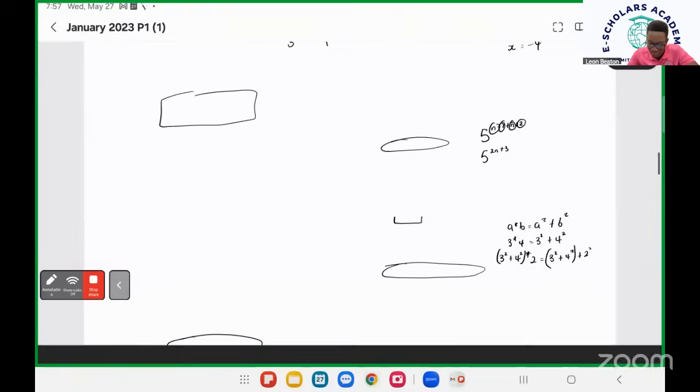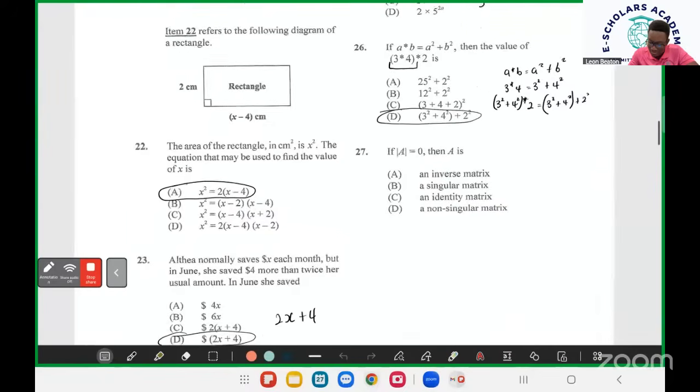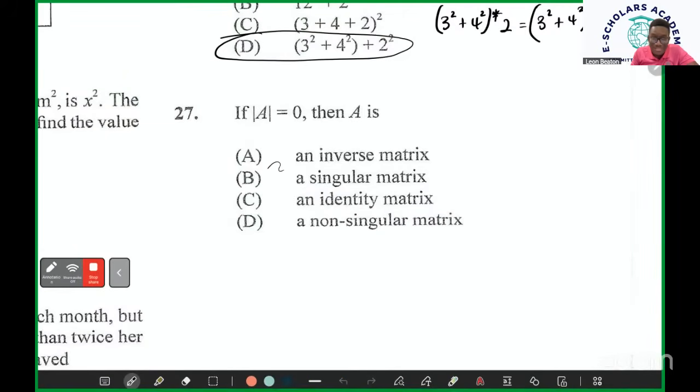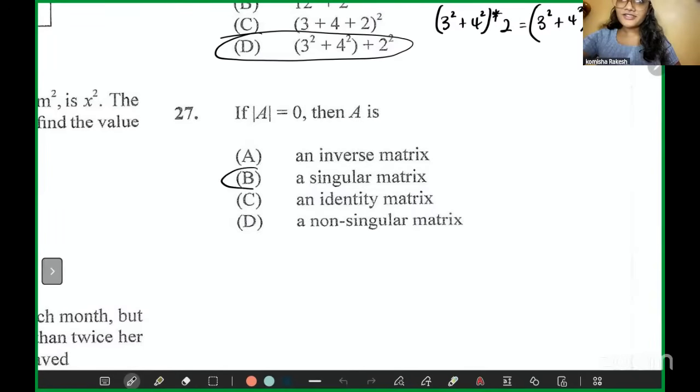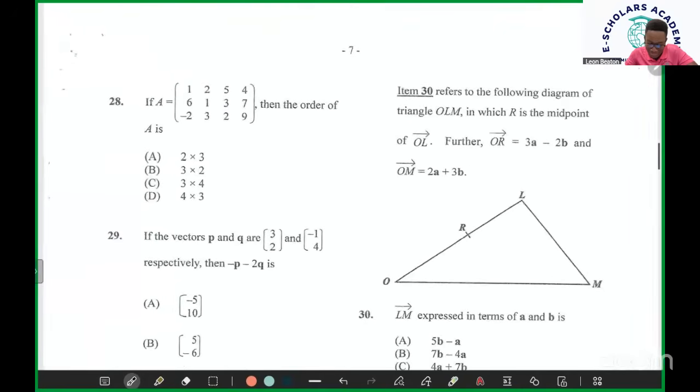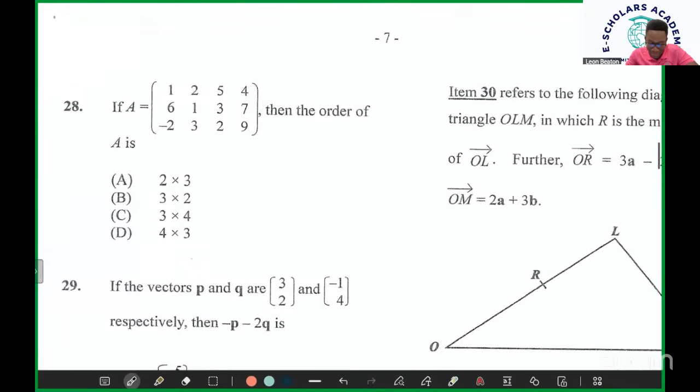As you can see as we go through, they're becoming easier, right? 27. If the determinant of a matrix is equal to 0, then A is obviously a... A singular matrix. Singular, good. Rolling. So if A is equal to that there, the order of this is row by column. So we got 1, 2, 3 rows times 1, 2, 3, 4 columns. So 3 by 4, which is C.